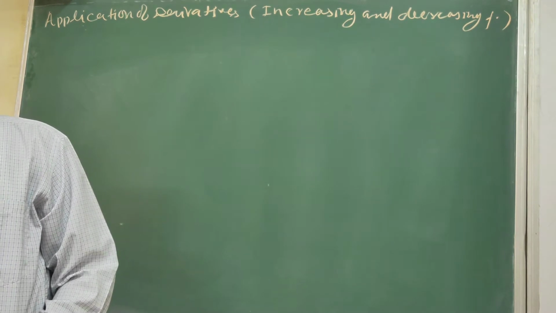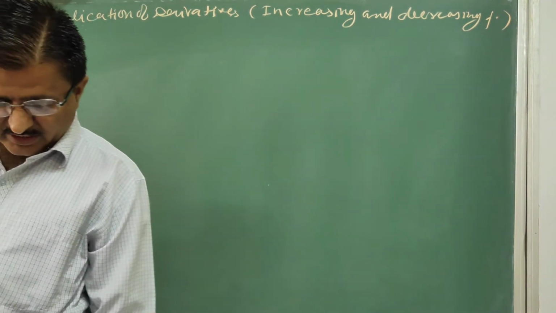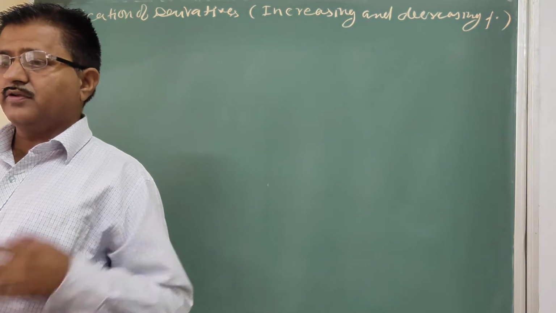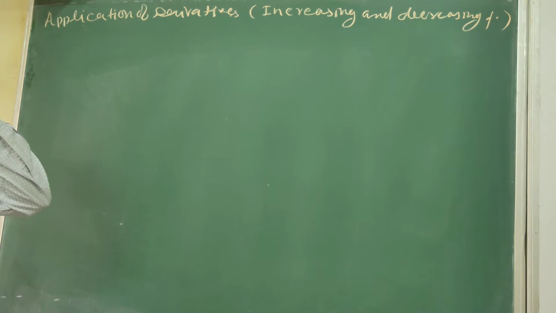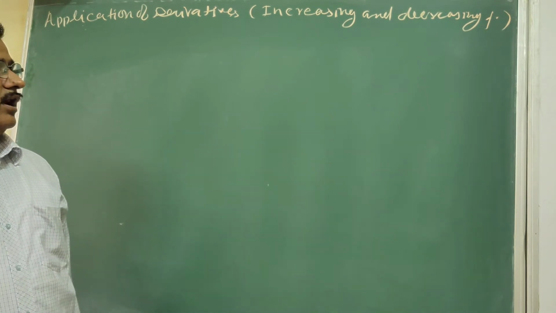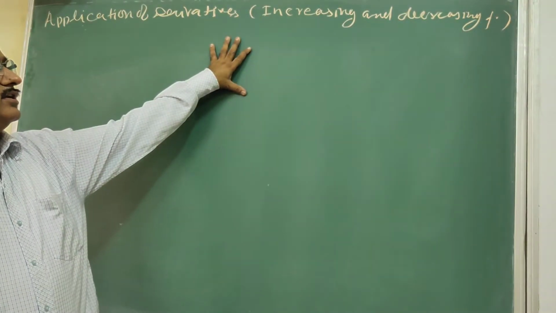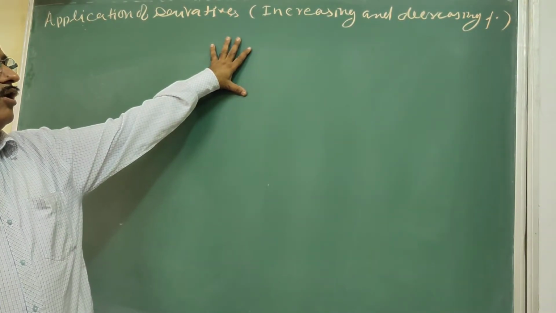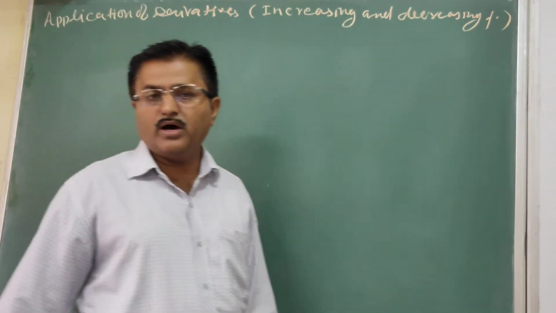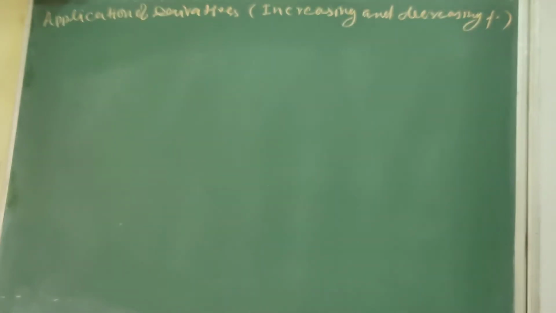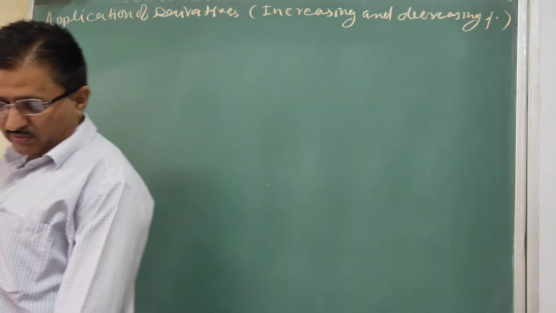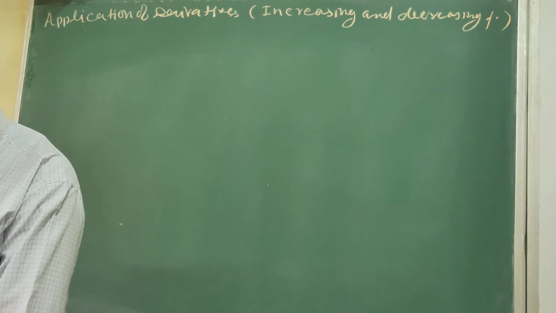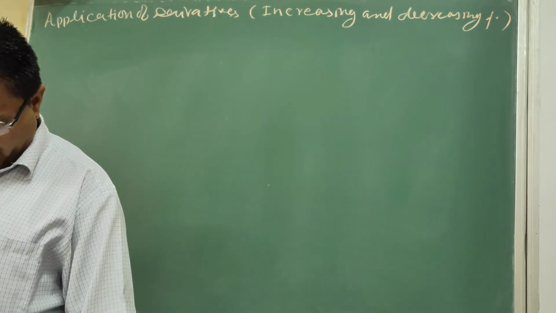So see, we are discussing the increasing and decreasing function. So we have to see how to find the increasing and decreasing function. And there are two types of problem. You have to show either the function is increasing or decreasing, or you have to find the interval in which the function is increasing and decreasing. Correct? So according to that, we are discussing some examples, some based on algebraic and some trigonometric.